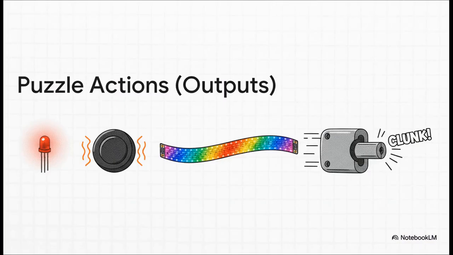And then the actions, the outputs. When a player solves something, you need that big payoff, right? It could be as simple as lighting up an LED, or as loud as a buzzer, or even an air horn. You can trigger a whole dazzling light show. But let's be honest, the most satisfying output of all? That's hearing an electromagnetic lock go clunk as a secret door or a treasure chest pops open.